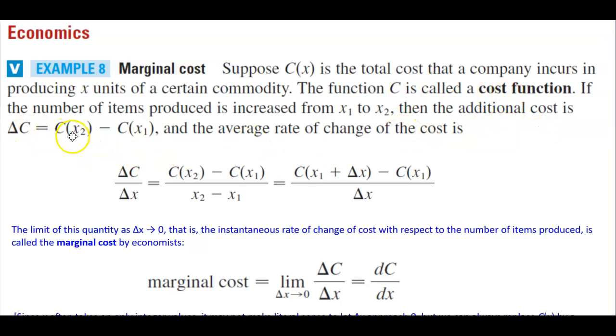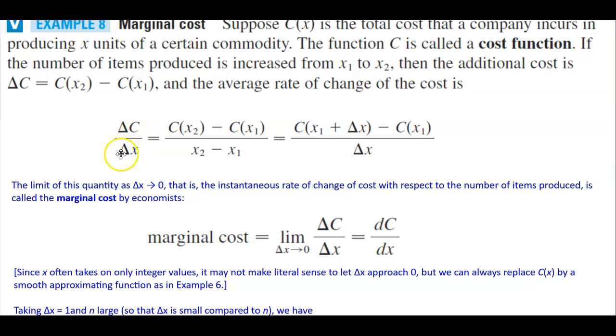and the average rate of change of the cost is the following. The change in C over the change in X, which is equal to C of X2 minus C of X1 over X2 minus X1, which could also be written as C of X1 plus the change in X minus C of X1 over the change in X.